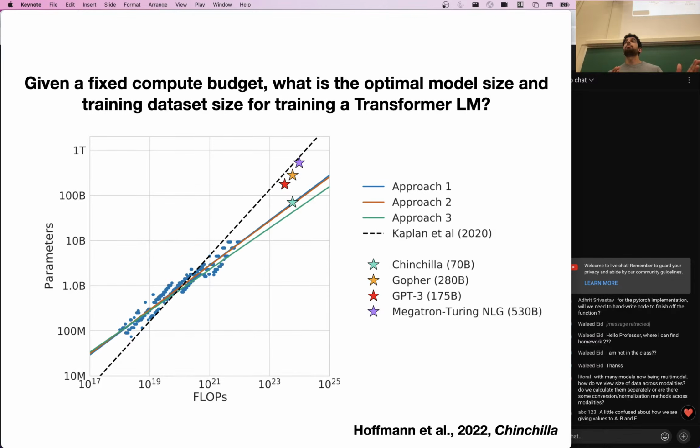Okay, so let's end with the type of data. If I can increase the data set size, what is the best way to do that? Do I need to get new tokens? Like if I want to go from 10 billion tokens to 100 billion tokens, can I just repeat my data set 10 times? Or do I need 90 billion new tokens?